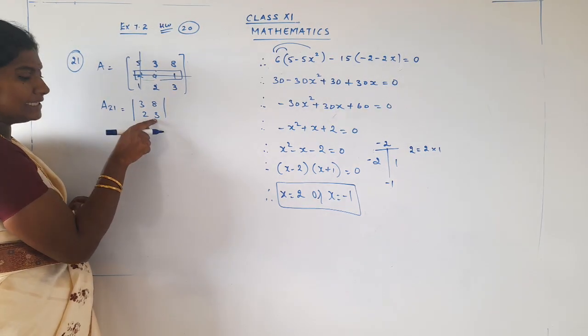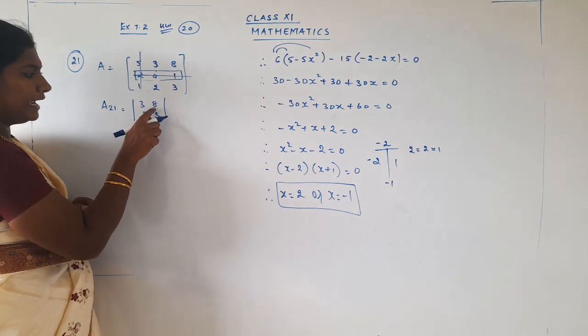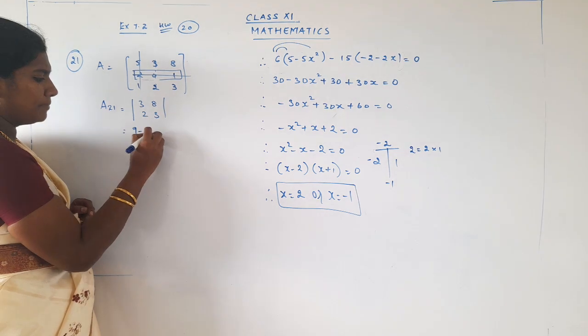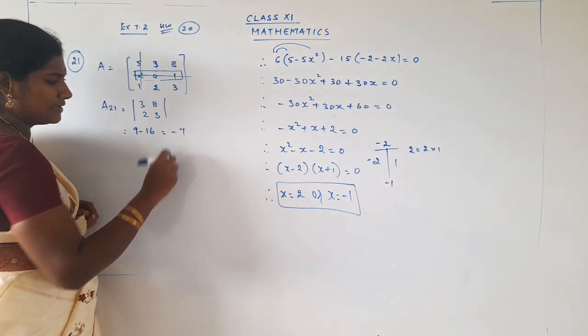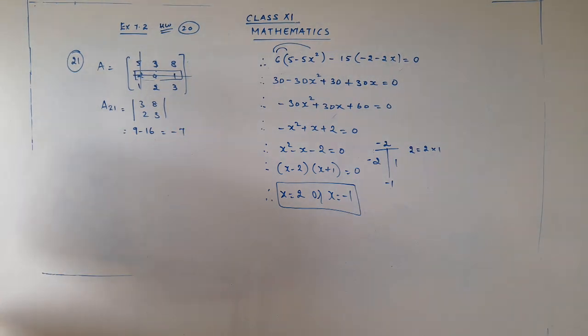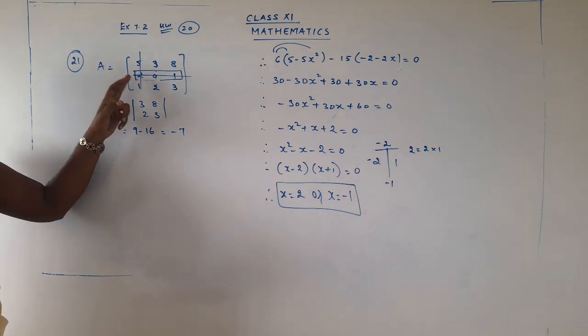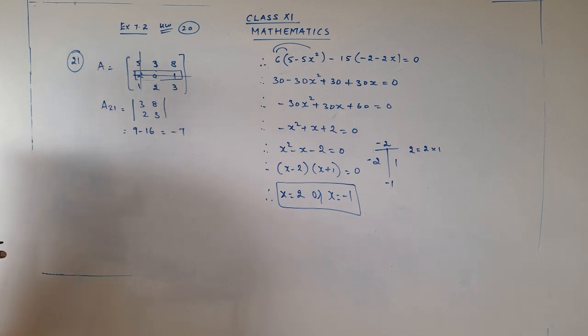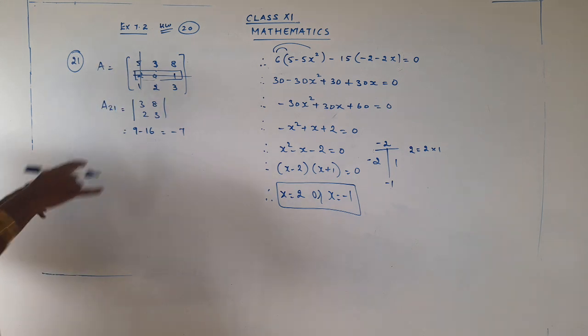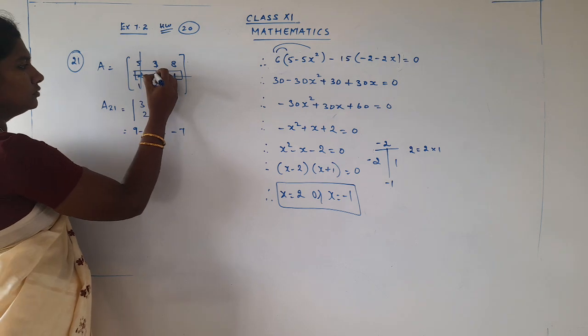So the answer is 3 3s are 9, 8 2s are 16. So 9 minus 16 gives you minus 7. Okay, I have found the answer for A21. That is the cofactor of the second row, first element. Clear? Now we will go for A22.